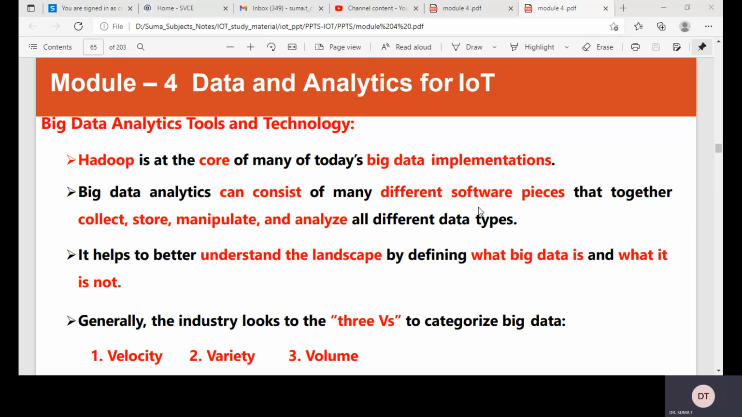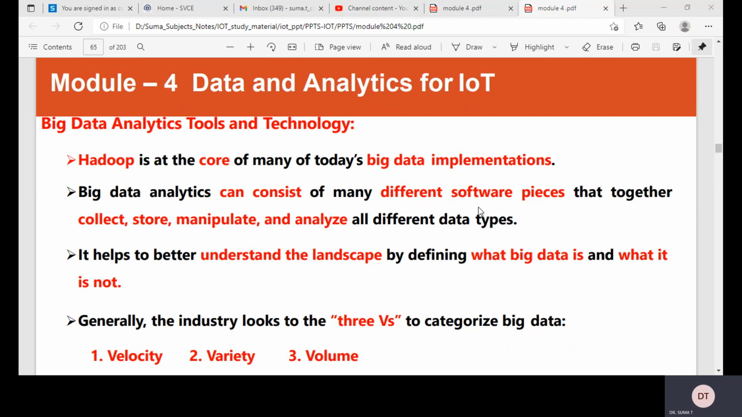So now let me start the big data analytics tools and technologies. As I told, Hadoop plays a very important role in big data analytics, because we use the words big data and Hadoop interchangeably, because Hadoop is the core of many of today's big data implementations.